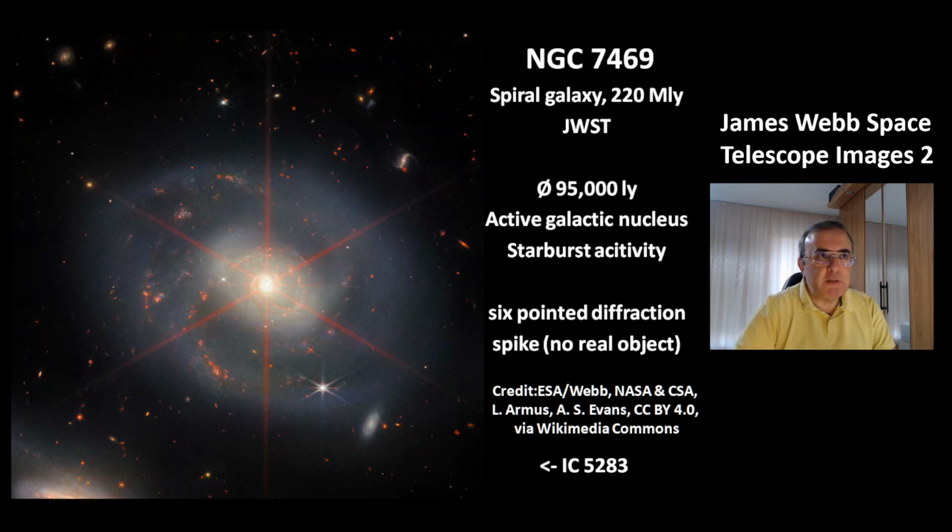This is a detailed picture of the bigger galaxy NGC 7469. Its diameter is 95,000 light years, which means it's a little bit smaller than the Milky Way. It has an active galactic nucleus and has a starburst activity. The six-pointed diffraction spike is not a real object, but just a diffraction spike. And you can see in the bottom left the companion IC5283.